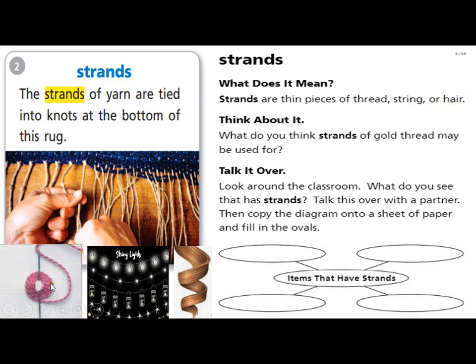And right here I have put for you some pictures to help you understand more. This is a strand of thread, this is a strand of string, and this is a strand of hair. A strand of thread is twisted together to make a thread. A strand of string, this line here that holds up the lights, is the string. I want you to understand that this one piece is one strand. One strand of hair is like this. So it is thin pieces of thread, string, or hair, okay?